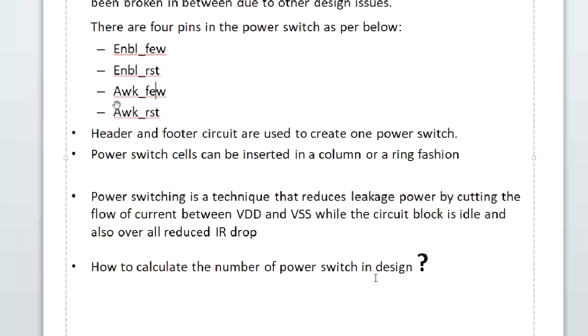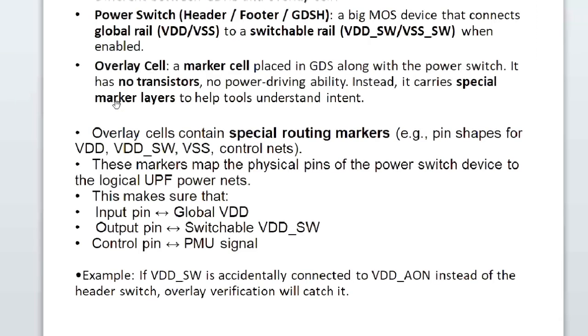Coming to the next slide. What is the difference between the GDHS cells and the overlay cell? GDHS is the global distribution header switch. Why are we considering only the GDHS? In a multi-voltage domain, multiple VDDs will be there, so we have to control the VDD power supply to reduce the dynamic power distribution or dynamic IR drop. For this we are using the GDHS cell.